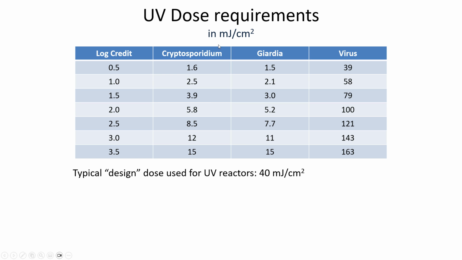So a joule is a watt per second. So a pretty typical dose that they're trying to achieve in a UV reactor is about 40 millijoules per square centimeter. And so a dose of 40 millijoules per square centimeter is going to give you a lot of removal of crypto, Giardia.